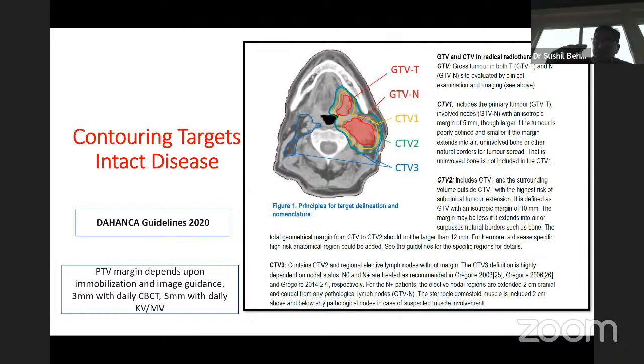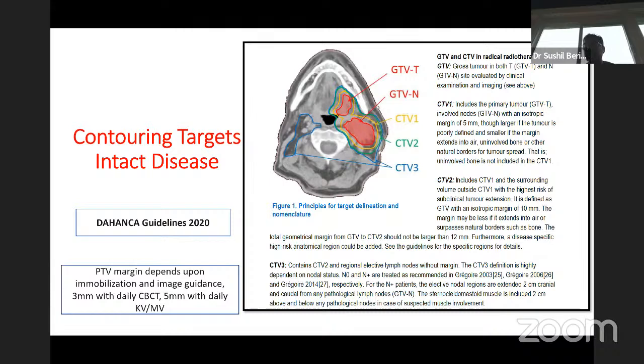Thirdly, some people do 3 volumes, so CTV1, CTV2, CTV3. But people have scaled down to 2 volumes, one to 50 gray, the other to 70 gray. Some people still use an intermediate risk volume, although we do not know whether that makes a difference or not. And the CTV3 is basically the CTV2 with prophylactic lymph nodes, which you take to the so-called 50 gray volume. So it's important that when you're defining your GTV, CTV1, 2 and 3, you are consistent in how you do things in your practice.